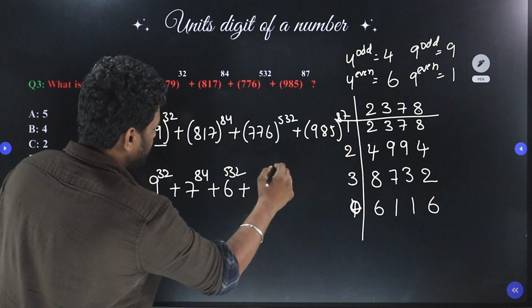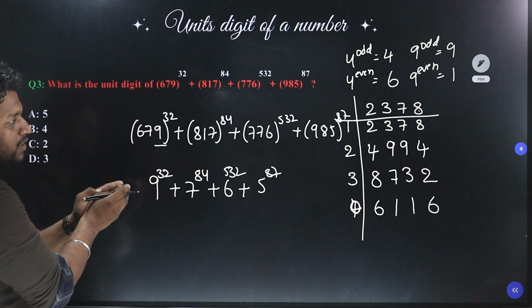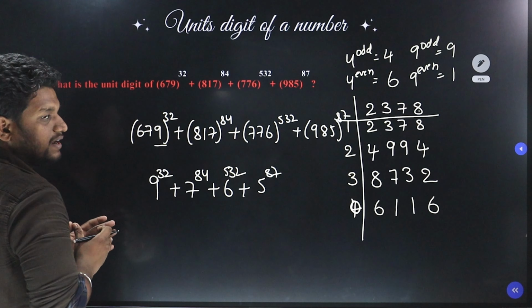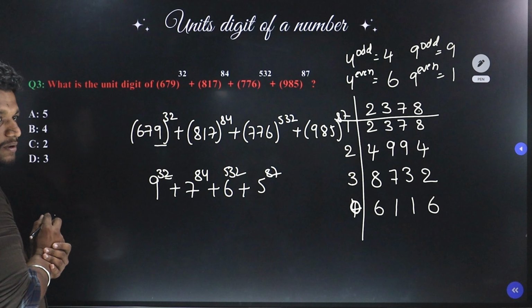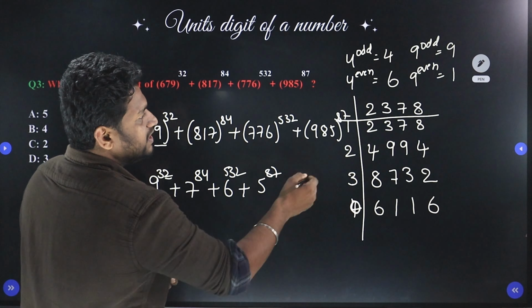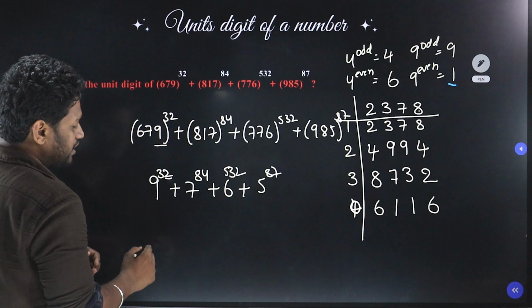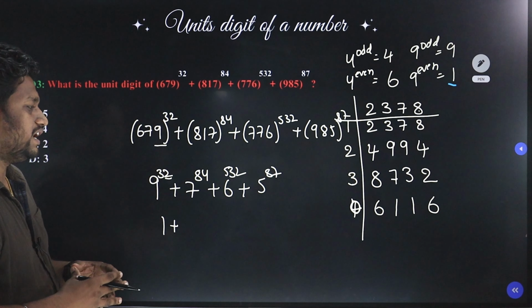Now here if you look, whenever you are taking 9 power 32, what is the rule you are going to see? 9 power odd. Here can you tell me whether it is a 9 power odd number or not? No, it is 9 power even. If it is 9 power even, then what you have to take? You have to take 1 plus 7 power 84 they have given.